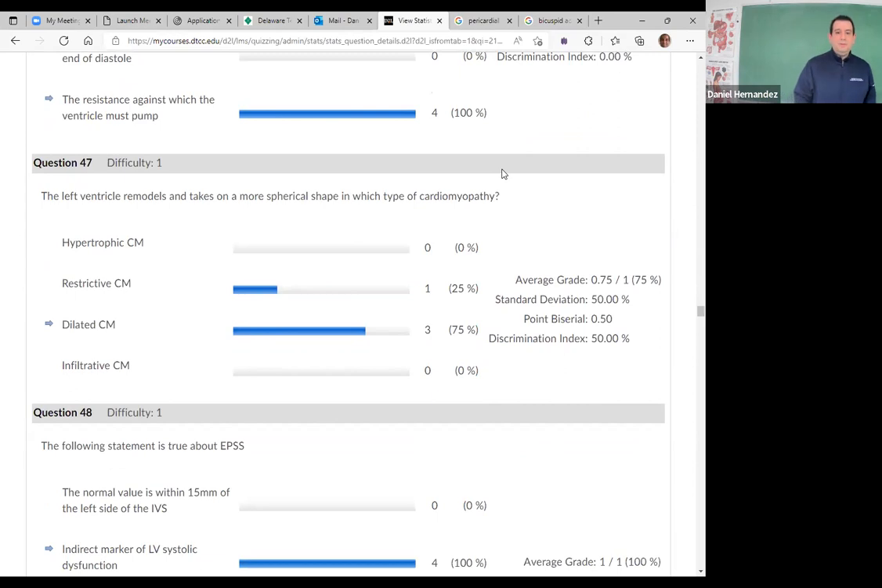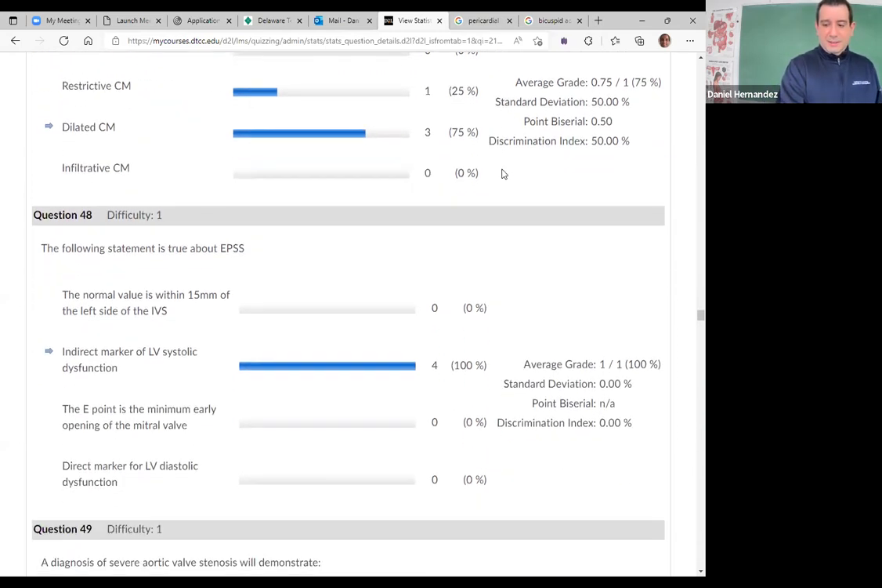The left ventricle remodels and takes on a more spherical shape in which type of cardiomyopathy? So this is that dilated cardiomyopathy with the sphericity index.